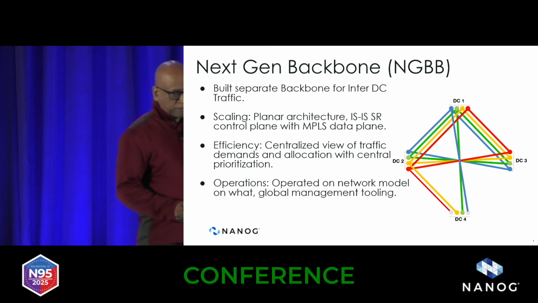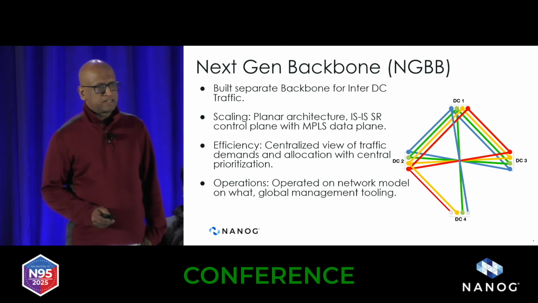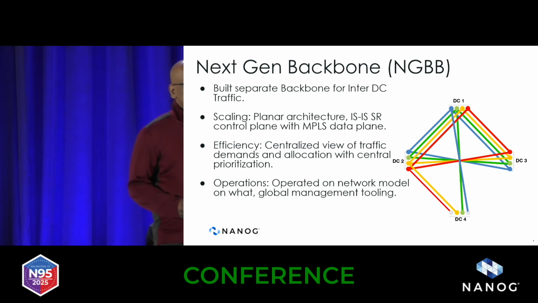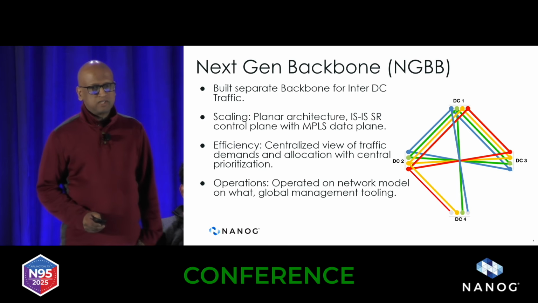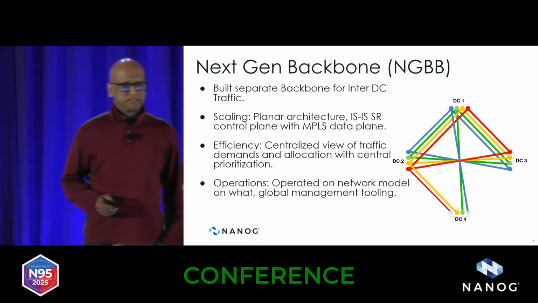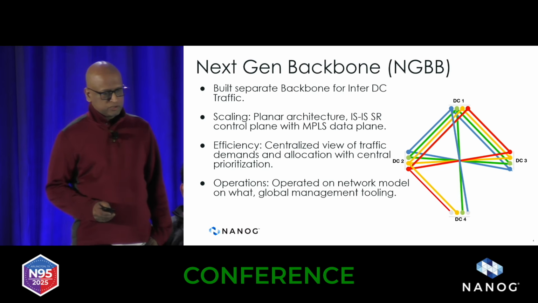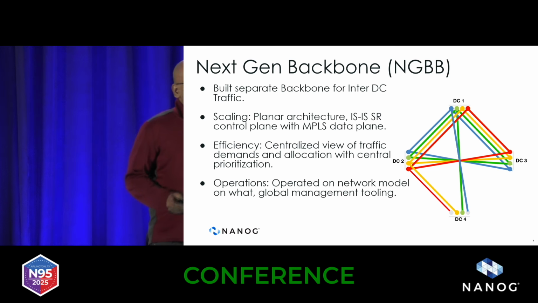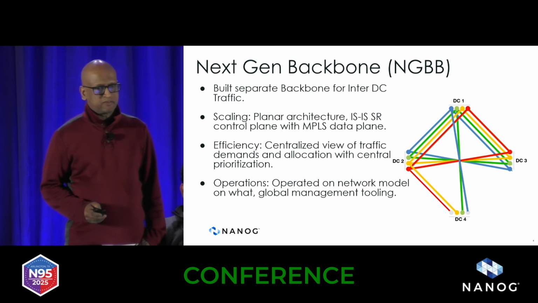From the operational standpoint, we operate on a network model with global management. We define the intent, and the controller converts it into config and pushes it to our devices. We can use the controller to do link drain if there is a link error, and node drain for upgrading or if there is an issue. The controller takes care of rerouting the traffic to other paths where there is capacity.